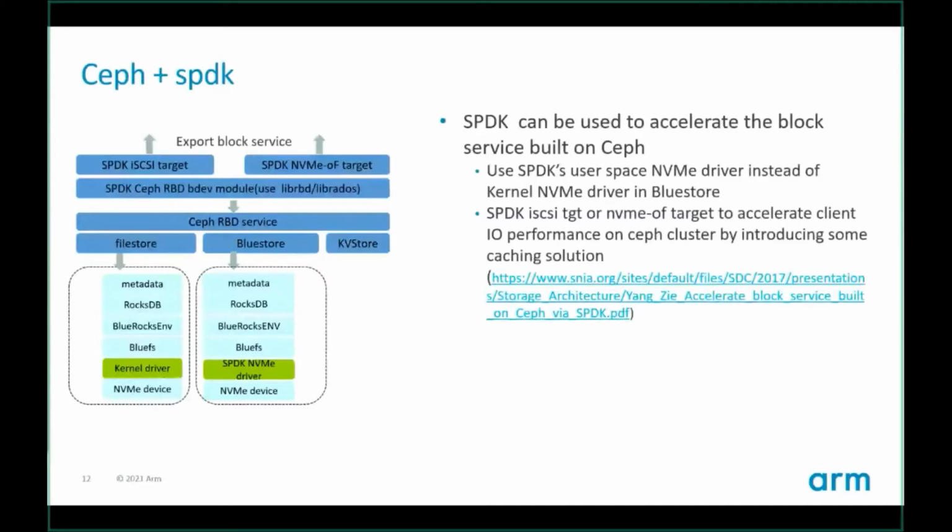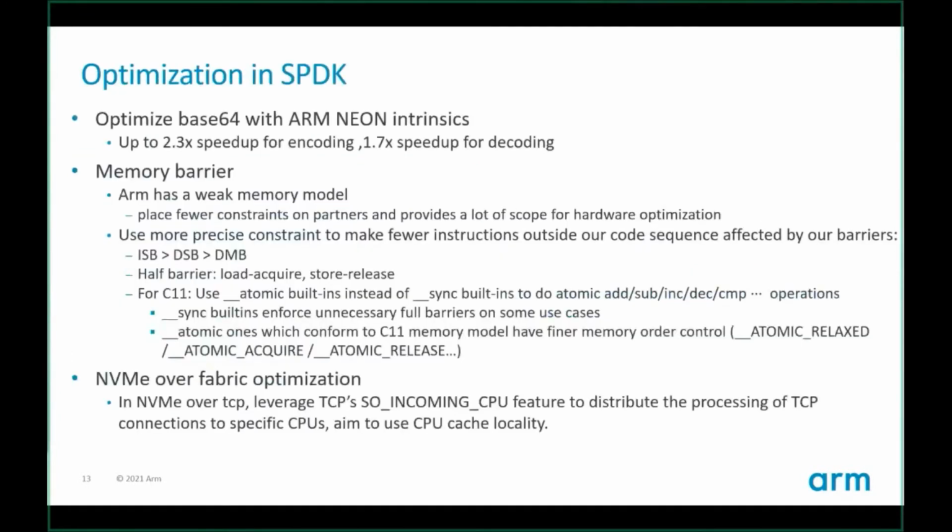We have also done a lot of work in SPDK, including enablement and optimization on Arm64. It covers the optimization of some common algorithms like base64, which is used to encode binary data to printable ASCII characters and decode such encodings to binary data. With Arm intrinsics, we can achieve up to 2.3 times boost for encoding and 1.7 times speed up for decoding.